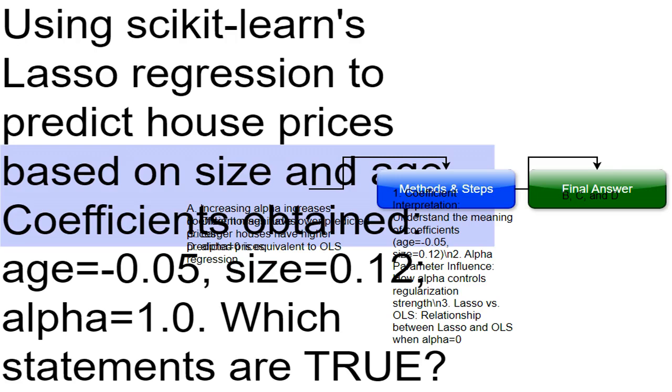We're using the Python library, scikit-learn, and its lasso regression tool. The model's output is two coefficients: -0.05 for age, meaning for every year older, price drops by 0.05 units, and 0.12 for size, meaning for every square foot, price increases by 0.12 units. Alpha is a key parameter that controls how much the model simplifies itself. We set it to 1.0.